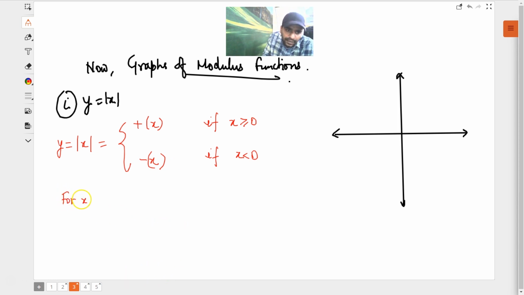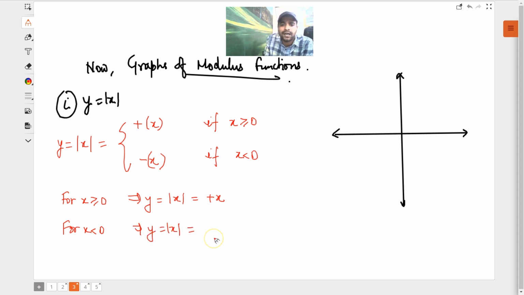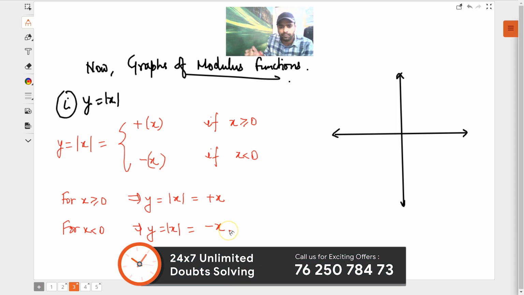Right or not? So what do I mean by this thing? For x greater than equal to 0, my y is equal to mod x का graph will be what? y is equal to plus x का graph only. Clear? Only, है ना? Great. And for x less than 0, my y is equal to mod x का graph क्या हो जाएगा? Minus x. y is equal to minus x का graph. I hope you guys know how to draw the graphs of y is equal to x and y is equal to minus x. जानते हैं?